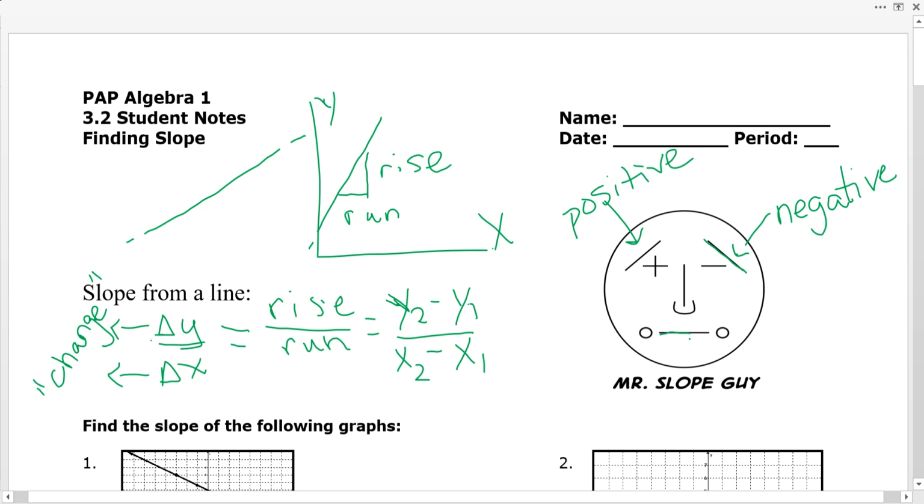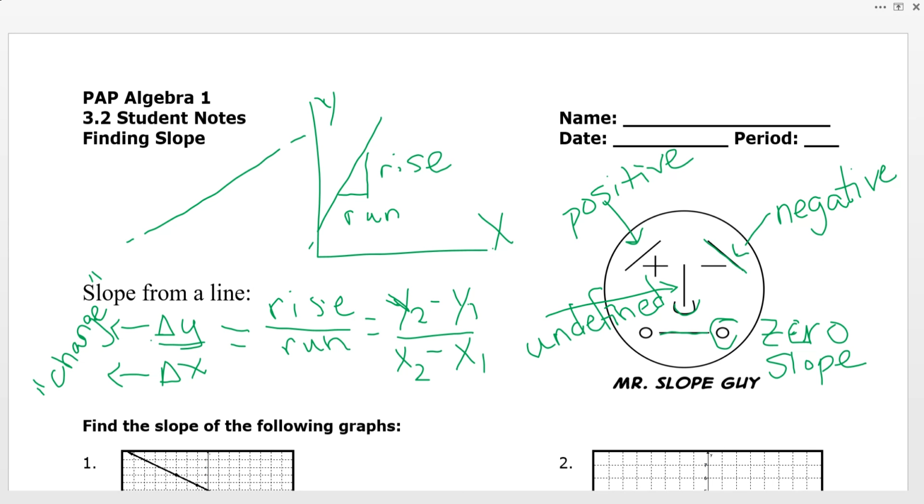His mouth is a horizontal line with a 0 slope. And his nose kind of has a U because the slope is undefined. I'm going to just go right on top of his face. Undefined slope is a vertical line. And we'll sum this up in a minute.